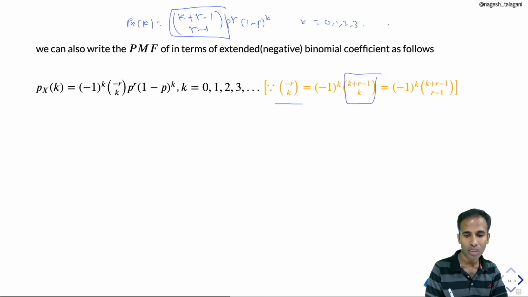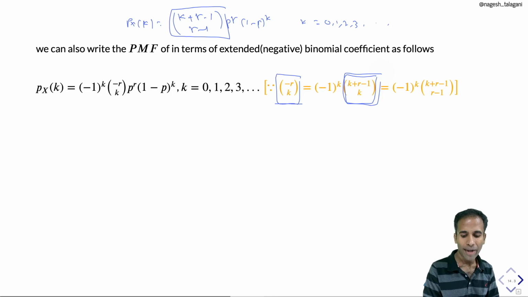Minus r choose k is actually equal to minus 1 to the power of k, times k plus r minus 1 choose k. Okay, here minus r is a negative integer. So this is going to be the extended binomial coefficient, and k plus r minus 1 choose k is going to be the ordinary binomial coefficient. This is a relation we have between the extended binomial coefficient and the ordinary binomial coefficient when the top parameter of the extended binomial coefficient is a negative integer.